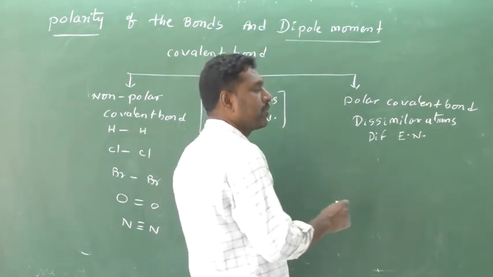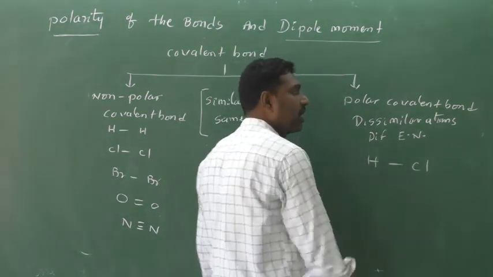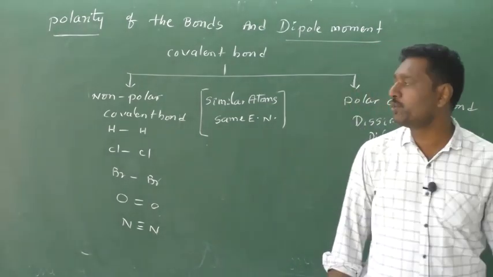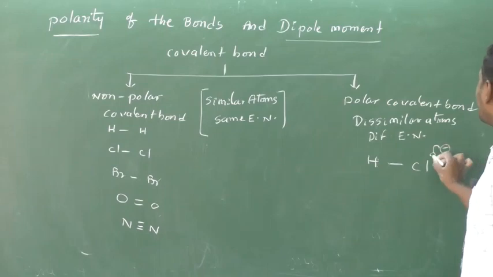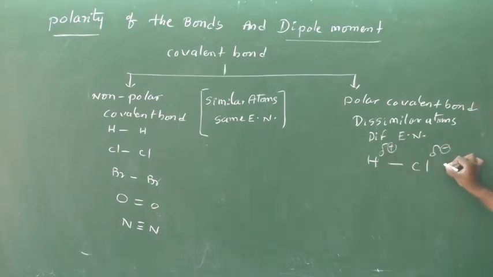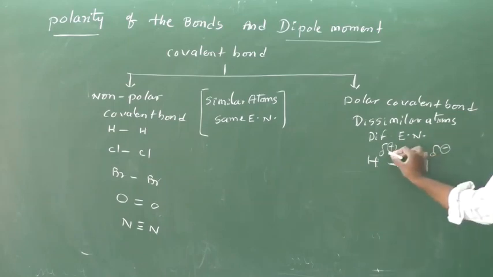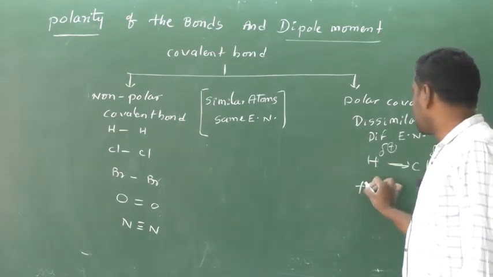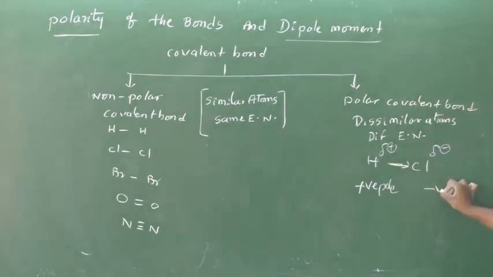I will take one example here, HCl. The electronegativity of chlorine is more than hydrogen. Therefore, this bond pair is slightly attracted by chlorine. We get a negative charge on chlorine and a positive charge on hydrogen. Two poles are observed here: this is the positive pole and this is the negative pole.